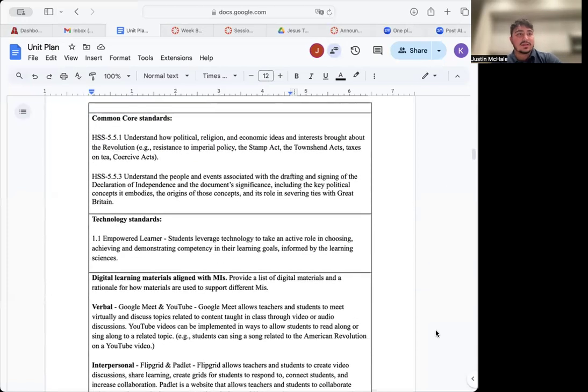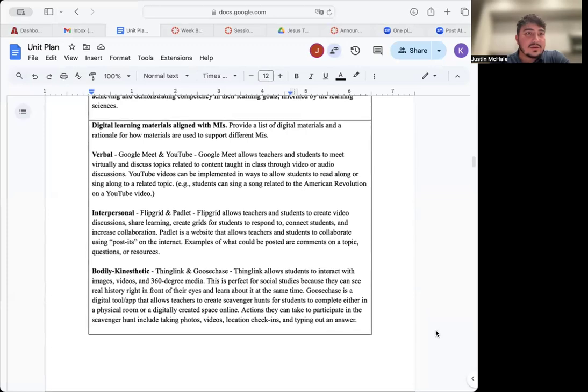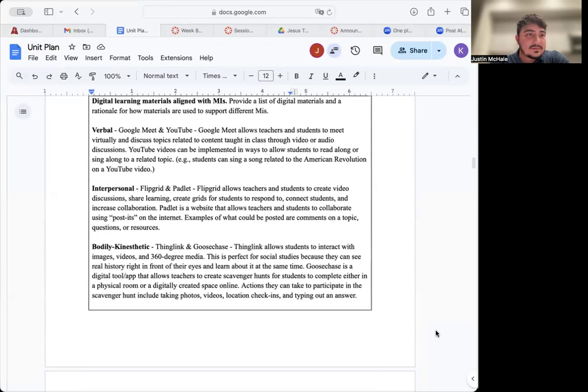Our Common Core standards are right here. Technology standards and our MIs.